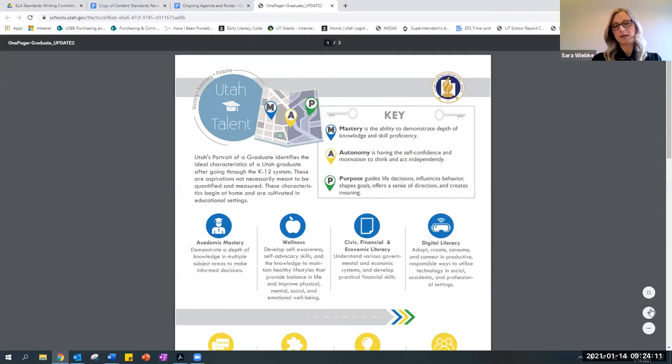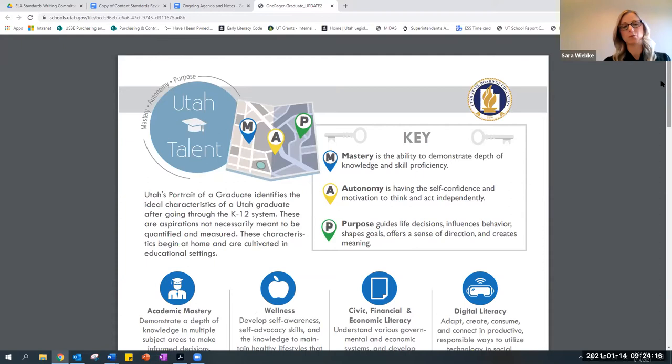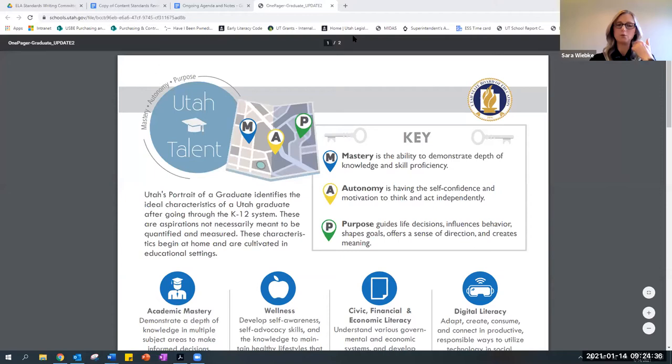The reason I'm bringing this up is the portrait of a graduate is really what our agency is moving towards, as far as what an ideal Utah graduate would look like coming out of our K-12, now our pre-K-12 system. I say that because the board voted in 22, sorry, Carrie. The board voted to allow the preschool standards, instead of being their own set of standards, to be added on to each of the content areas.